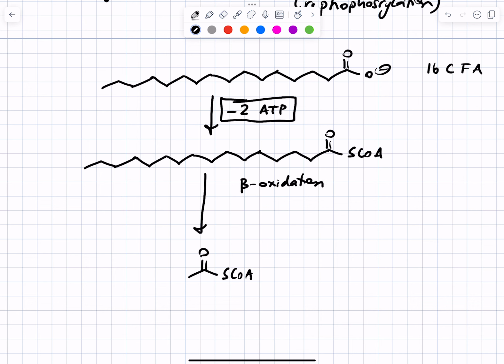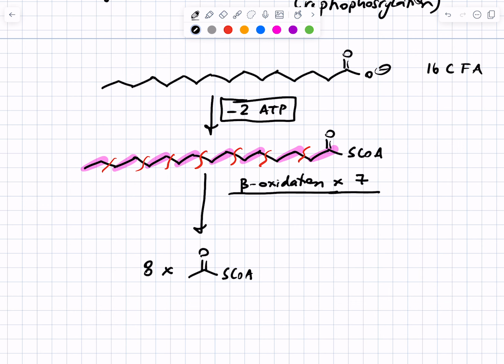For a 16 carbon thioester, how many times do I need to go through beta oxidation? 7. You're going to get 8 units of acetyl-CoA, but you only need to do fatty acid beta oxidation 7 times because there's only 7 bonds between the 2 carbon units. So we are going to get 8 molecules of acetyl-CoA out. We'll do fatty acid beta oxidation 7 times.